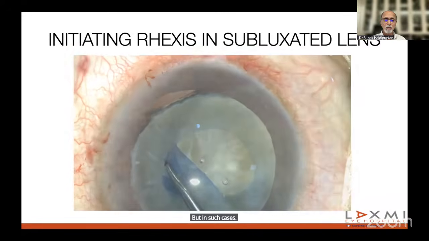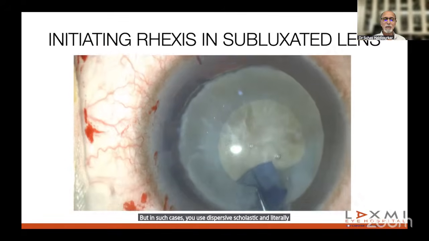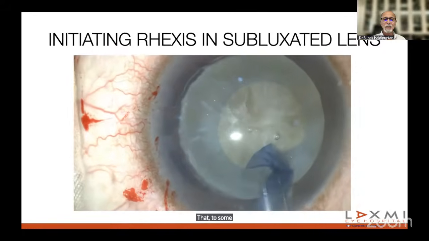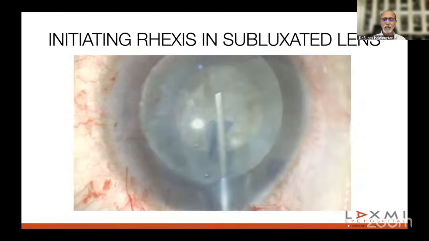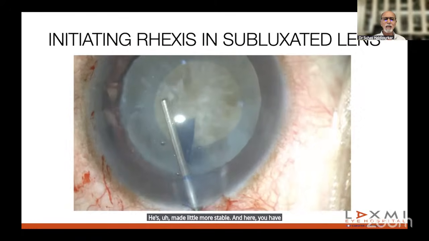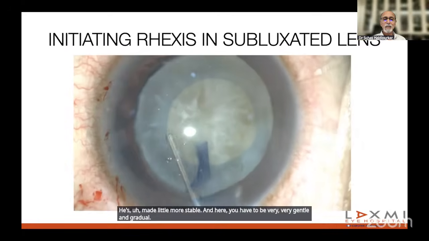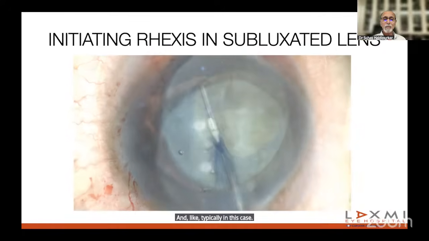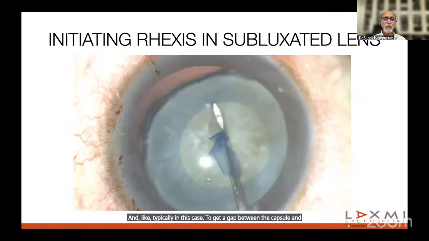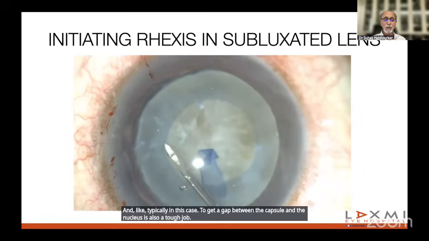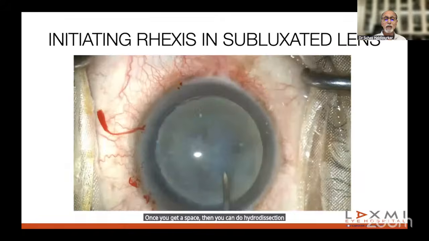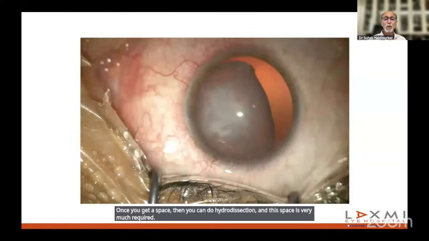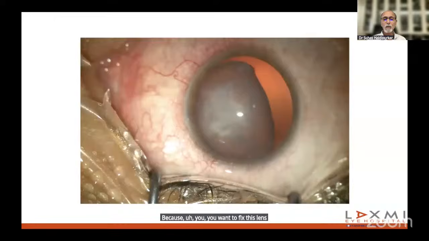But in such cases, you use a dispersive viscoelastic and literally pack the anterior chamber so firmly that to some extent the subluxated cataractous lens is made a little more stable. And here you have to be very, very gentle and gradual. In this case, to get a gap between the capsule and the nucleus is also a tough job. So sometimes you may even have to use a needle to create a space there. Once you get a space, then you can do hydrodissection. And this space is very much required because you want to fix this lens with the hooks.